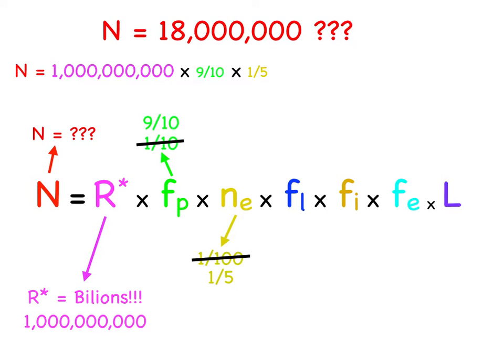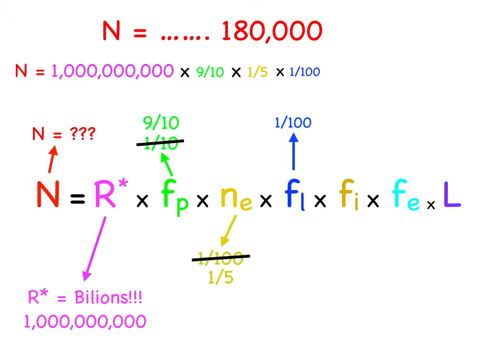Unfortunately though, that's the end of the road in terms of our knowledge at the moment. We don't know Fl, Fi, Fc, or indeed big L. But like before, we can start to make conservative estimates and plug those numbers in. So we can set Fl equal to 1 over 100, even though, just like before, it's probably way too low and the numbers are probably a bit more optimistic. But putting it equal to 1 over 100 and plugging it into our formula brings us down to about 180,000.